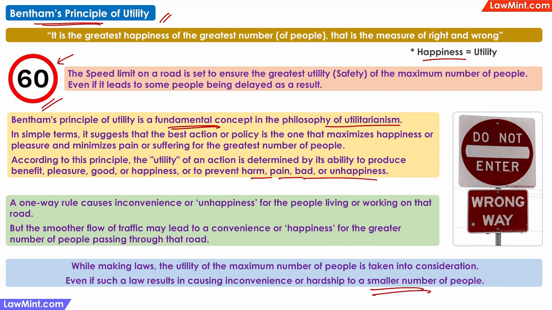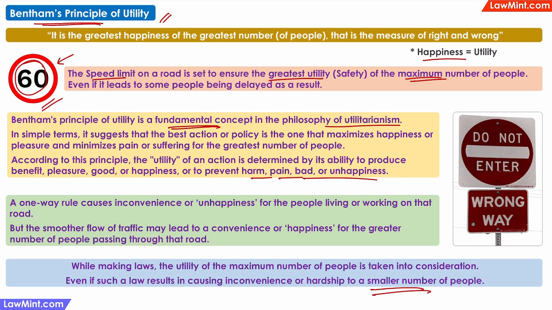That is, you could be traveling at 100 km per hour, but you are being forced to travel only at 60 km per hour. But the reason for the speed limit is to ensure the safety and therefore create utility for the maximum number of people. So, a lesser number of people who may have better cars or who may be better drivers may be inconvenienced due to the lower speed.